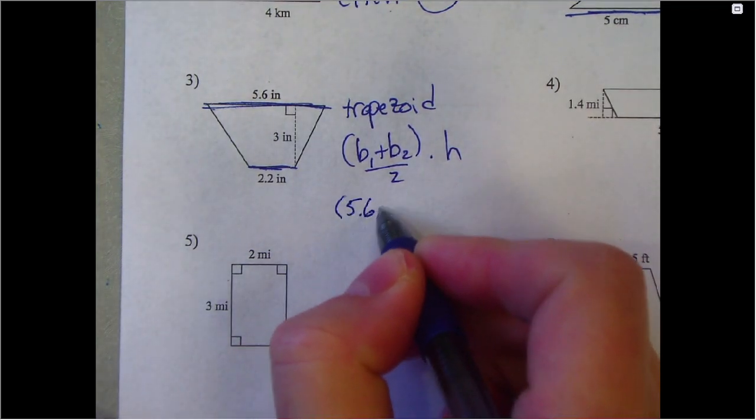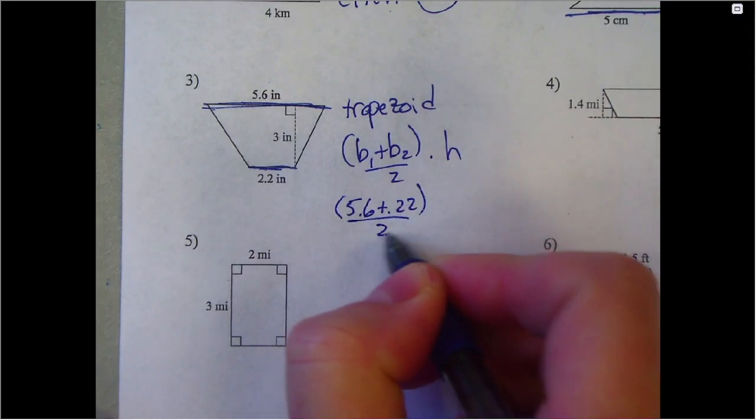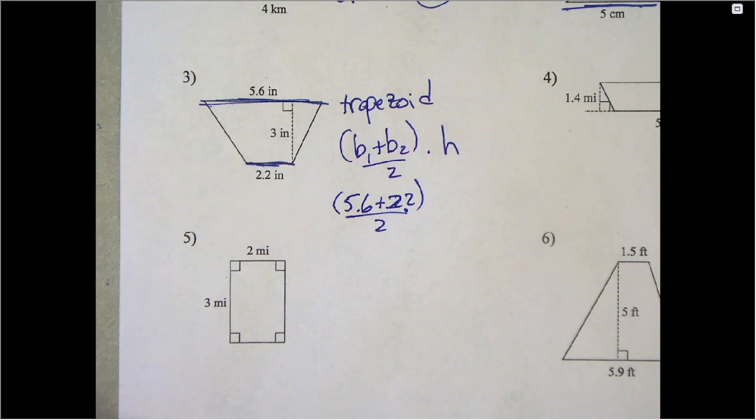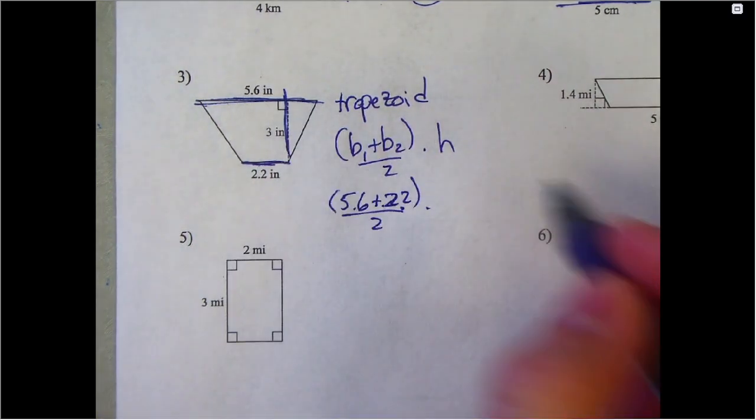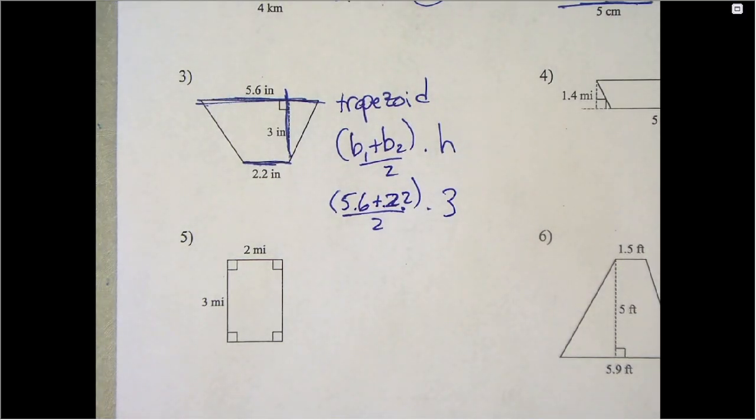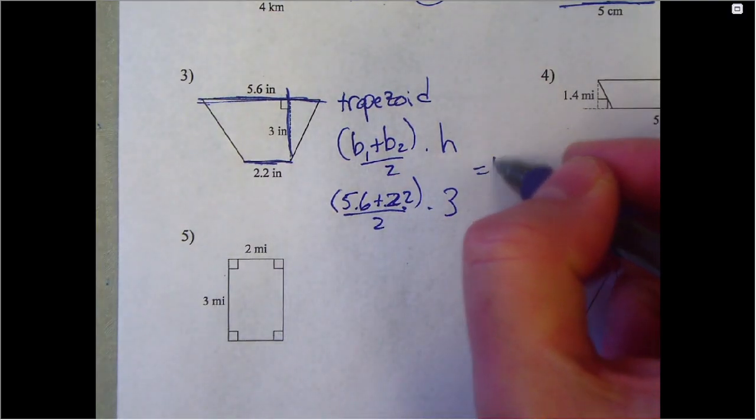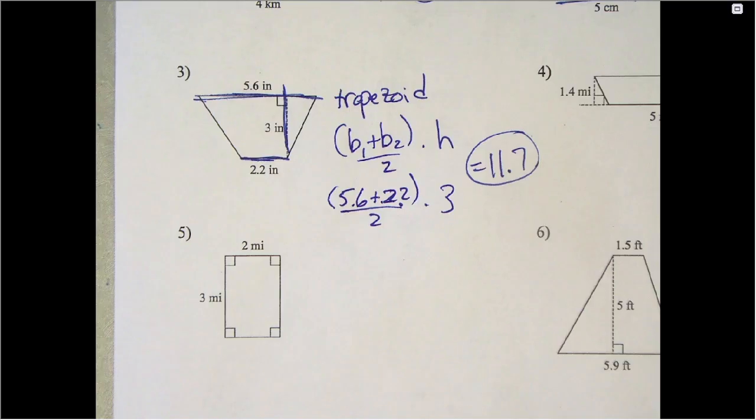So 5.6 plus 2.2 divided by 2, and then the H is the perpendicular, the distance between them. And remember, be careful about putting that in your calculator too. You need the parentheses. I get 11.7. Everybody else getting that also? Me and Griffin got it. Questions there?